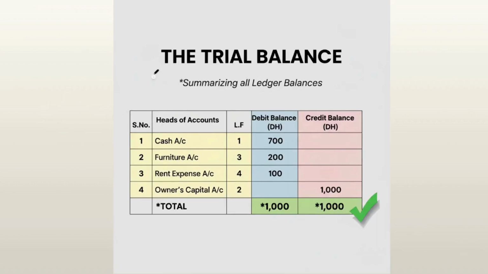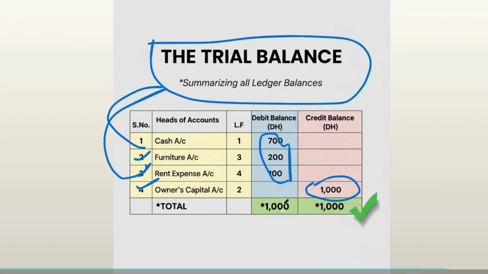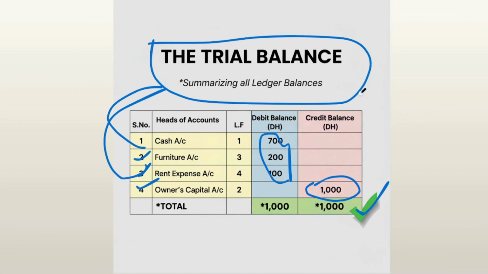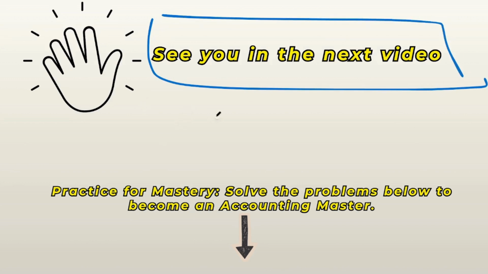We list our 4 accounts: cash, debit $700, furniture, debit $200, rent, debit $100, capital, credit $1,000. Now, we add up the columns. The debit column totals $1,000. The credit column totals $1,000. They match. Debits equal credits. We know that our arithmetic is correct. If these numbers didn't match, we would have to go back and find our mistake. But today, we are perfect. And that is the cycle, everyone. We record in the journal, we sort in the ledger, and we verify with the trial balance.